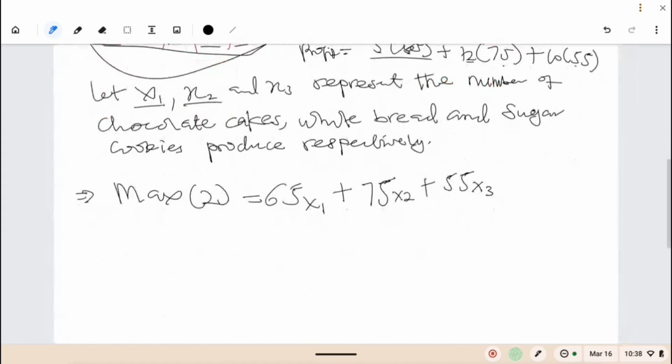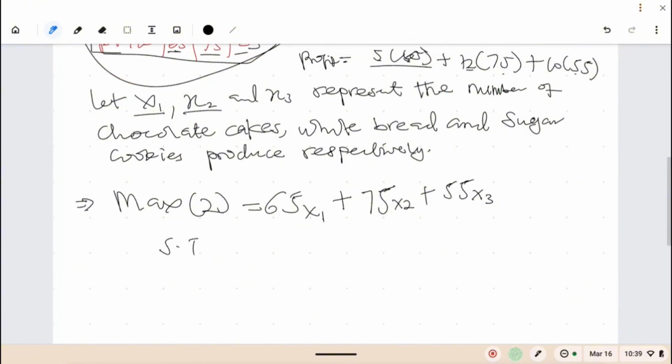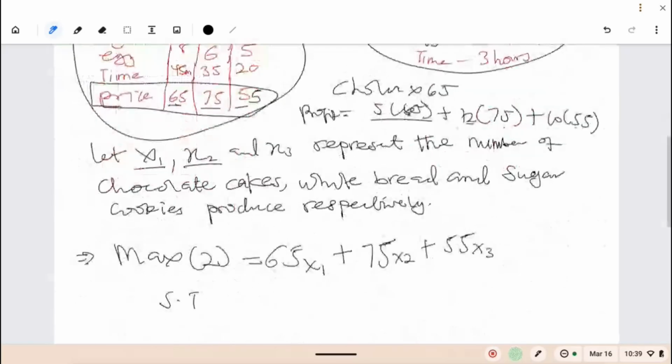We move to our constraints. So we say this is subject to the constraints. So the constraints, we have sugar, flour, and so on. Let me take them one by one. Let's take flour first.